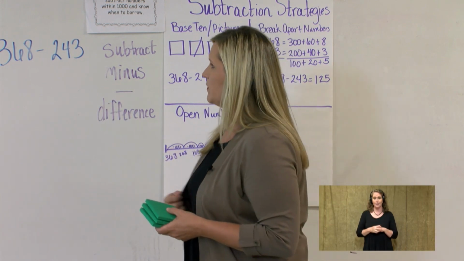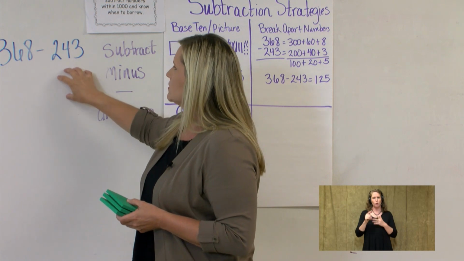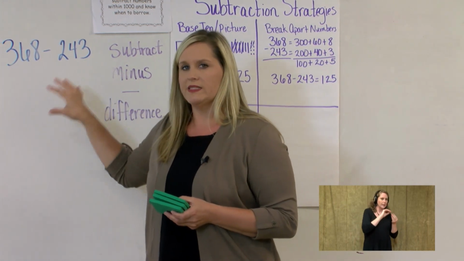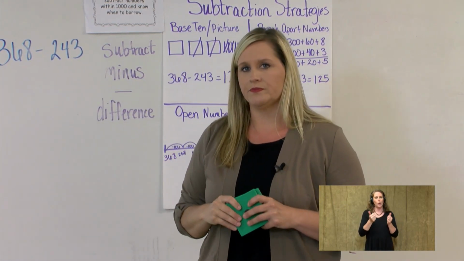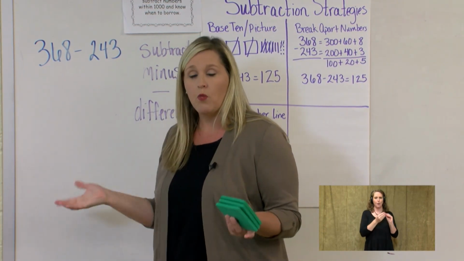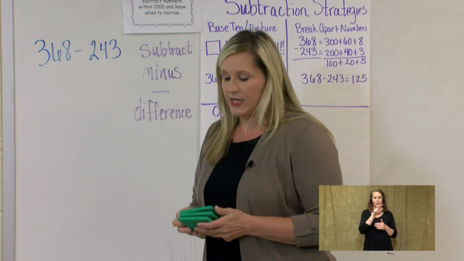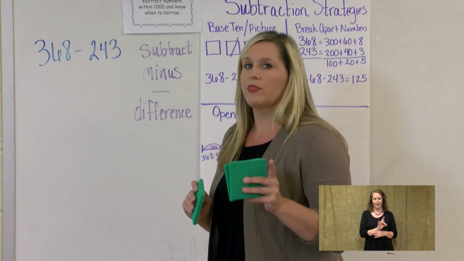So the first number that I would have to build would, of course, would it be our bigger number or would I build our smaller number? Which number am I taking away from? That's right, I'm going to take away from our bigger number. And what is our bigger number? The bigger number is 368. So I want to build that number, 368.